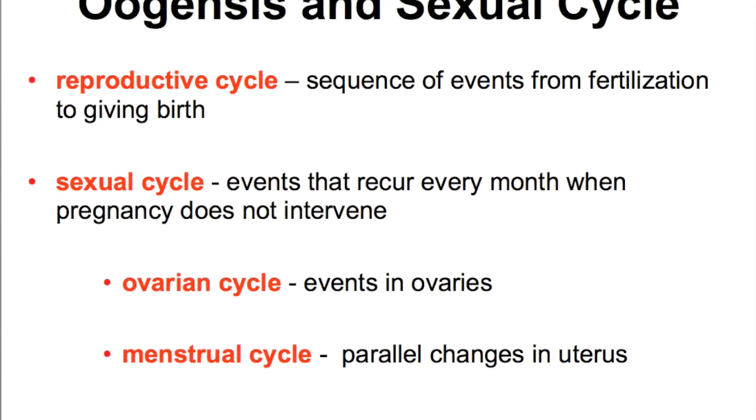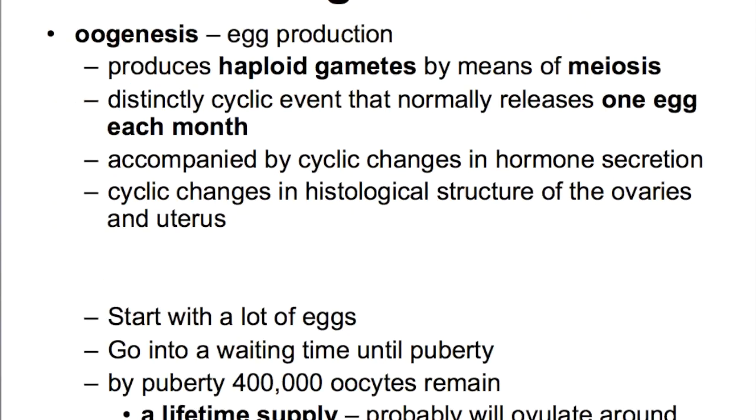When we talk about, this is a slide we went over before, when we talk about the oogenesis sex cycle, again, you have the reproductive cycle and then the sexual cycle. So we went over the ovarian cycle and the menstrual cycle. Let's talk a little bit more about actual oogenesis itself. Okay, so oogenesis is oo as in oocyte, genesis as in production. Okay, so oocyte production, egg production.